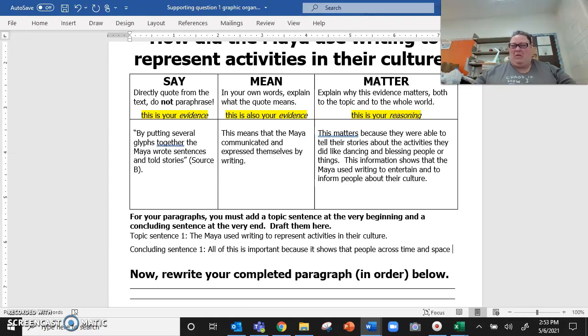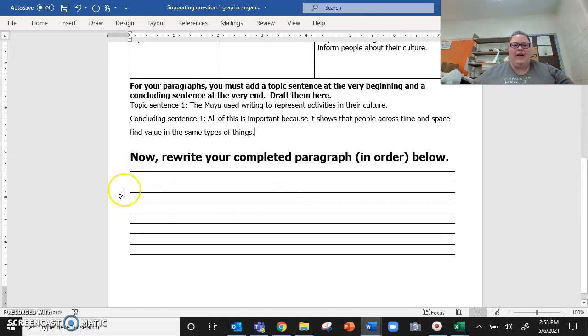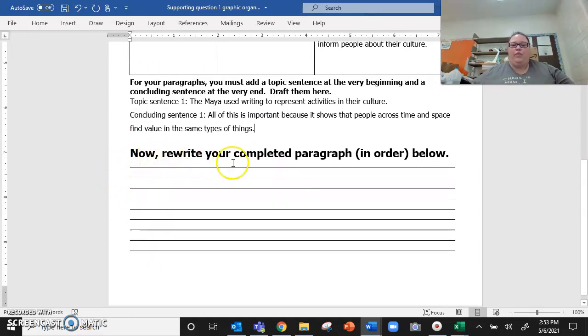So all of this is important because it shows that people across time and space, Reno, Nevada, not where the Maya live or lived, find value in the same types of things. Okay? As always, pause if you need to. Now, here's the important thing. You need to rewrite your completed paragraph in order.